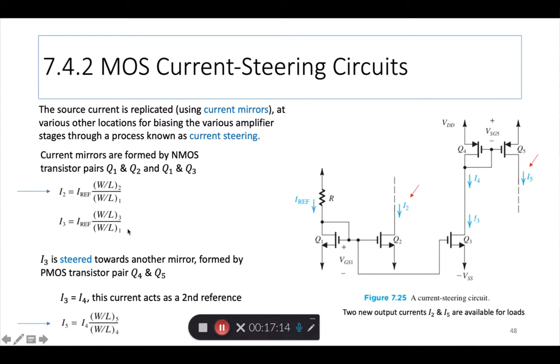Similarly, I3 is available. I3 is steered towards another mirror formed by PMOS transistor pair Q4 and Q5. I3 equals I4, right? And this current acts as a second reference. So the first reference is Iref, the second reference is I3 or I4, and then you get the formula for I5, which is this current available to go outside, as I4 times this ratio, W by L5 over W by L4.